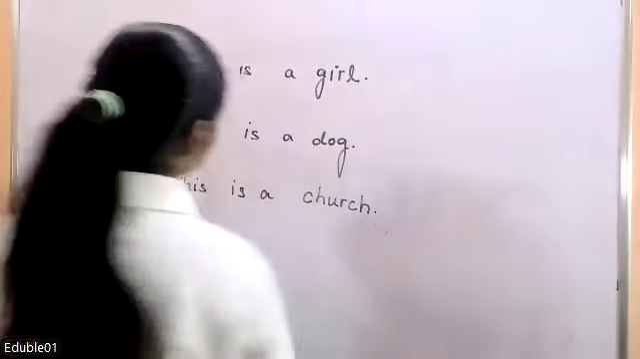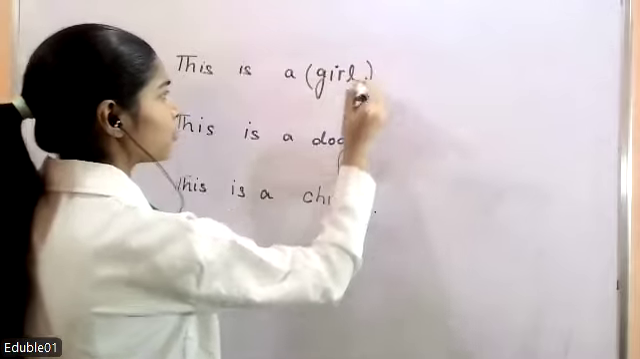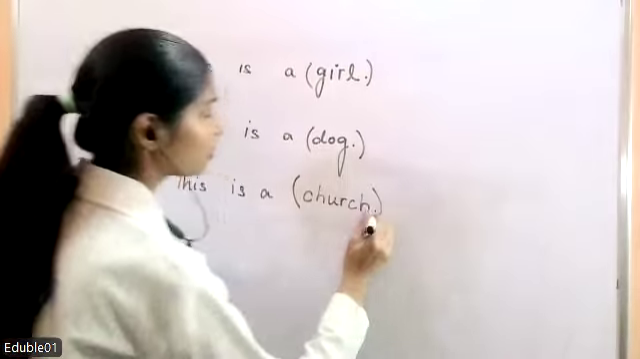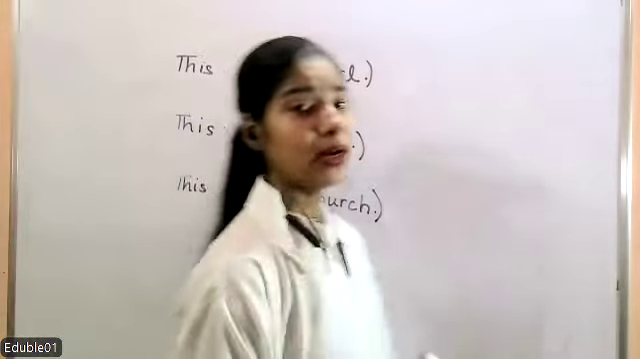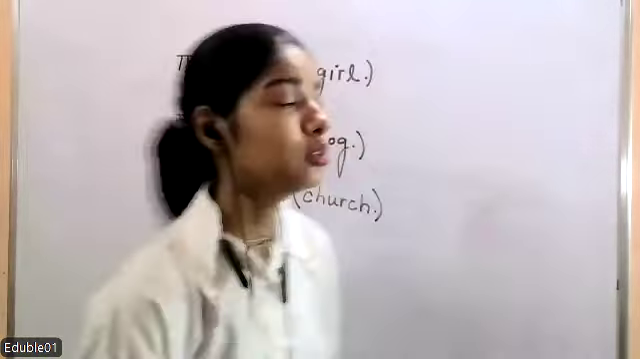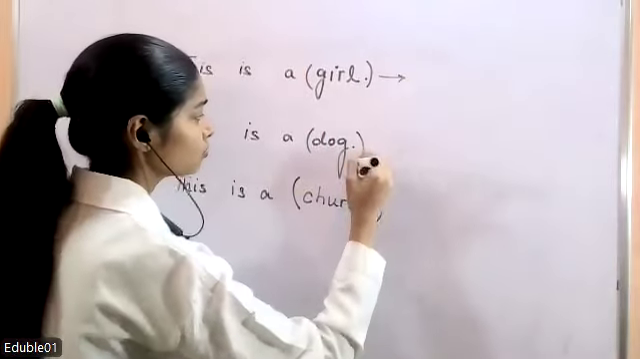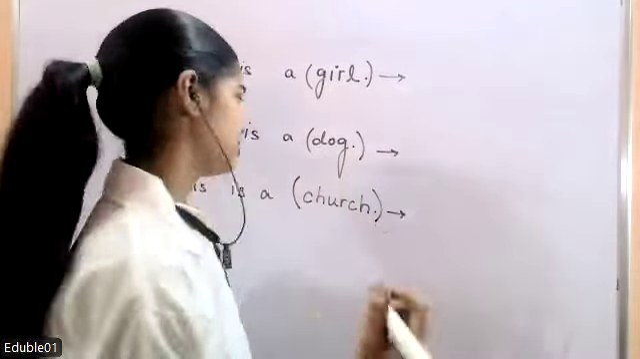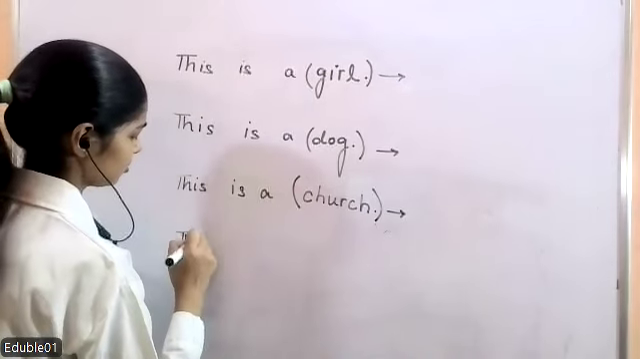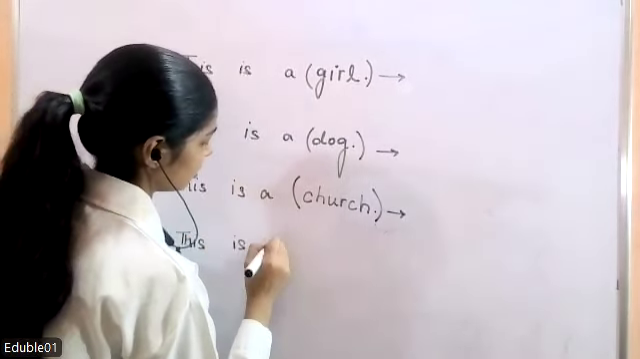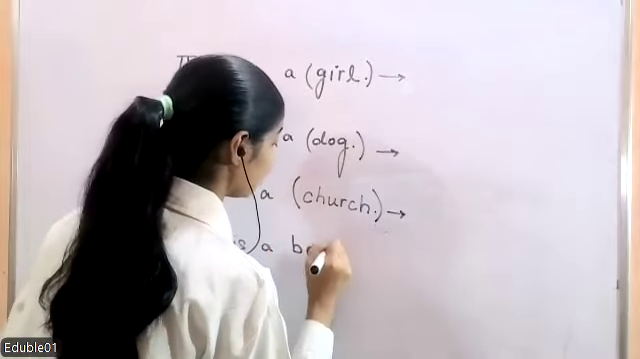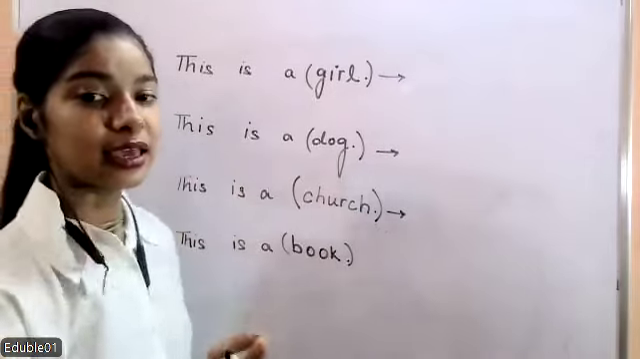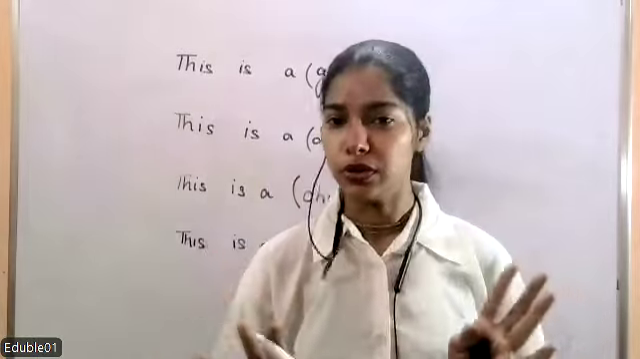So what are these things? Girl, dog, church. These are nouns. But which type of nouns? The girl is a person, the dog is an animal, and the church is a place. Let's take one more example. This is a book. Again, I'm not talking about any specific book, just a random book.